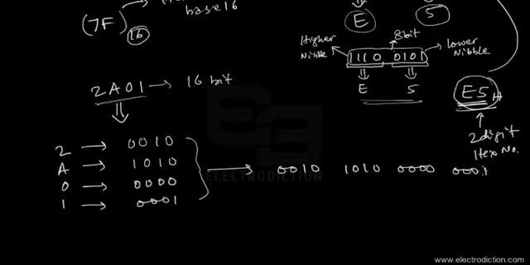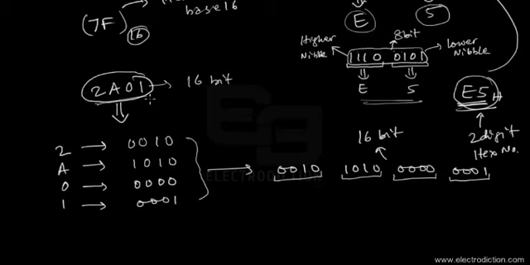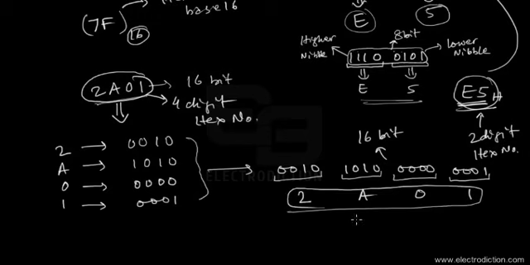Now you can count that we have 4 groups of 4-bit numbers, or 4 nibbles here, and 4 times 4 is 16. So this is basically a 16-bit binary number, and we are representing it in the hexadecimal number system by a 4-digit hex number. So this corresponds to 2A01. There's our corresponding 16-bit hex number.